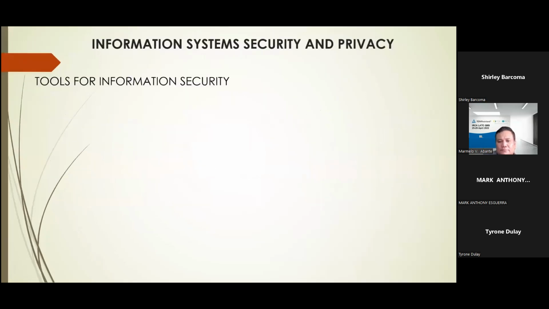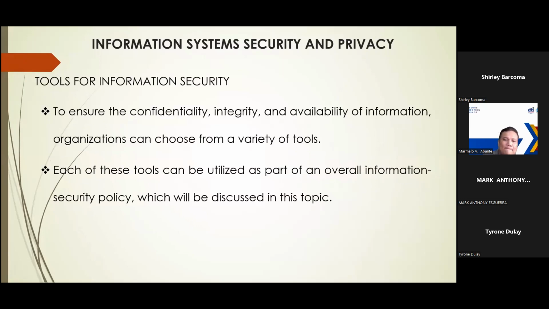Next are our tools for information security. To ensure the confidentiality, integrity, and availability of information, an organization can choose from a variety of tools. Each of these tools can be utilized as a part of the overall information security policy, which will be discussed in this topic.